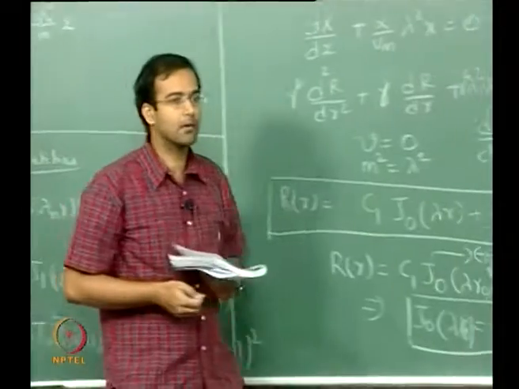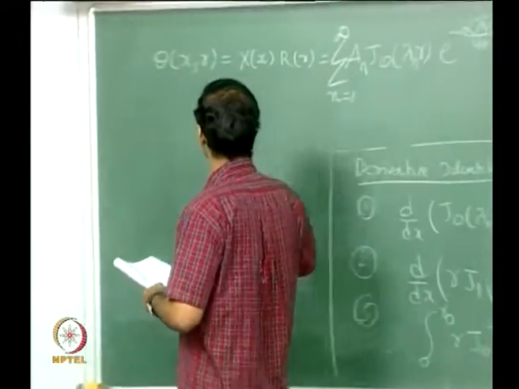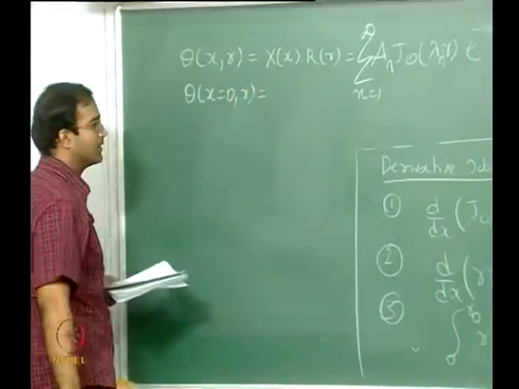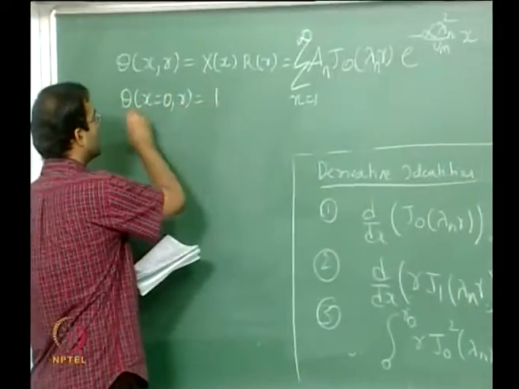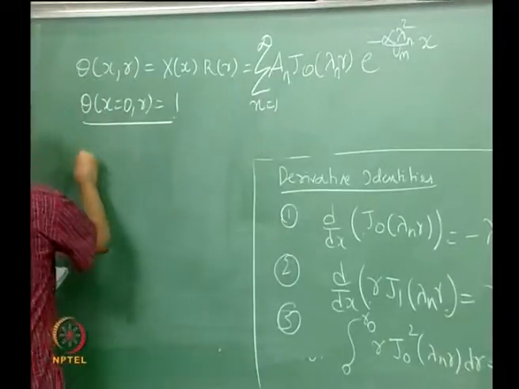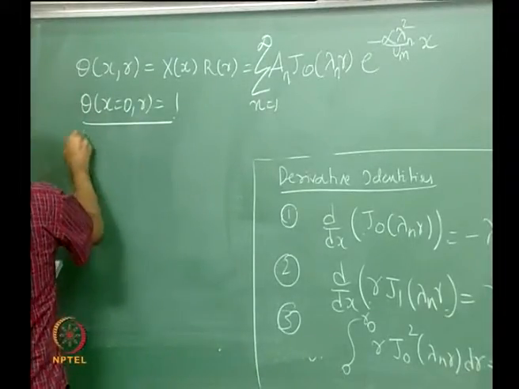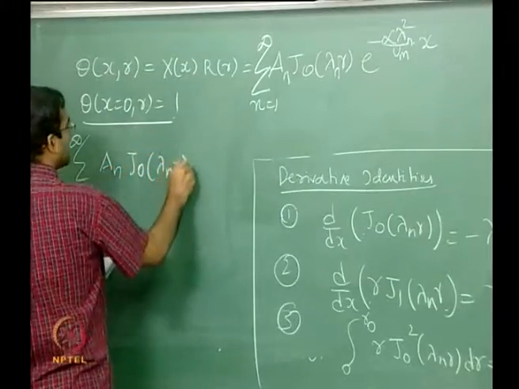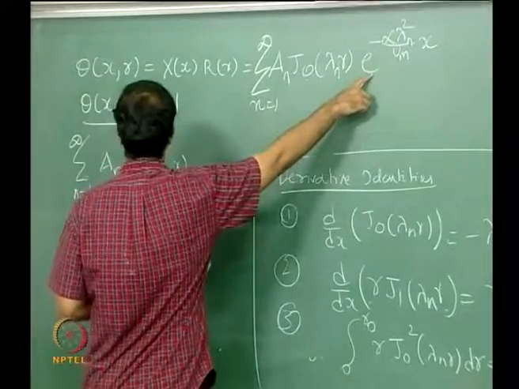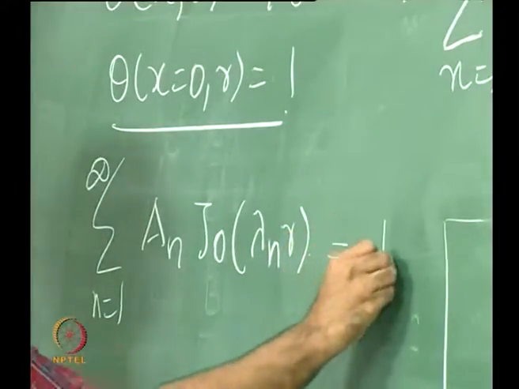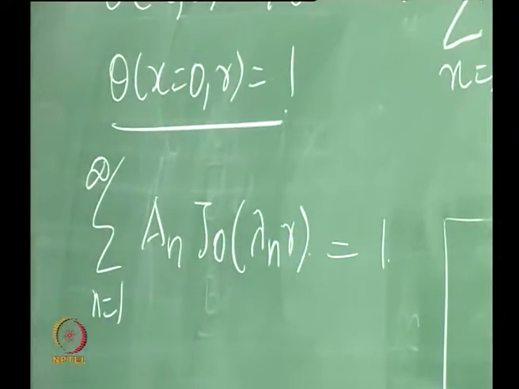Now we use the remaining boundary condition for theta, x is equal to 0, right. So theta at x is equal to 0 at any r should be 1. Now how do we apply this boundary condition here? So therefore we say that summation n equal to 1 to infinity a n J naught lambda n r, and this becomes x is equal to 0, so that will be 1. So this should be equal to, but still we have not determined what is a n, because this is within the summation.